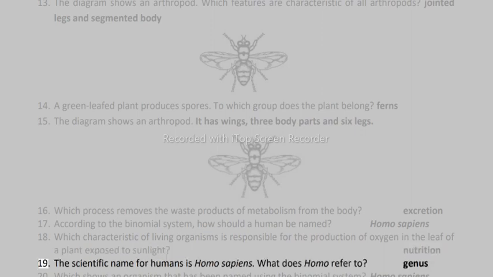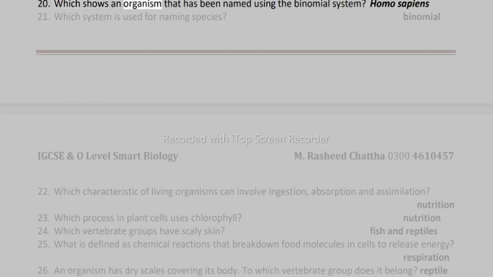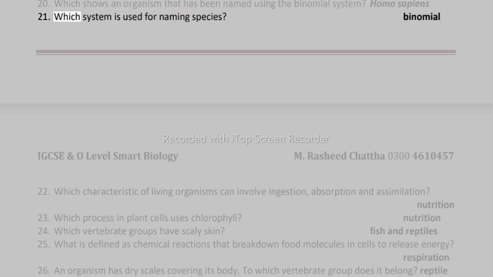19. The scientific name for humans is Homo sapiens. What does Homo refer to? Genus. 20. Which shows an organism that has been named using the binomial system? Homo sapiens. 21. Which system is used for naming species? Binomial.